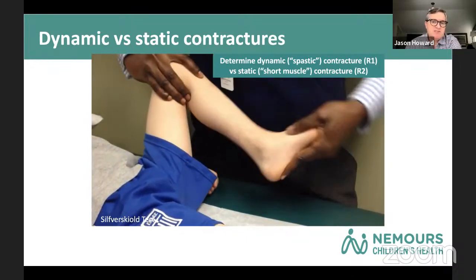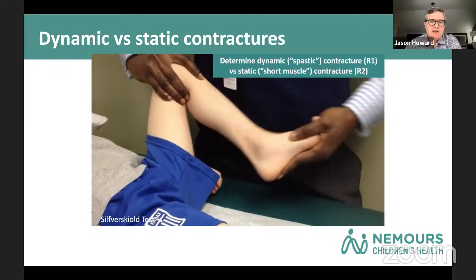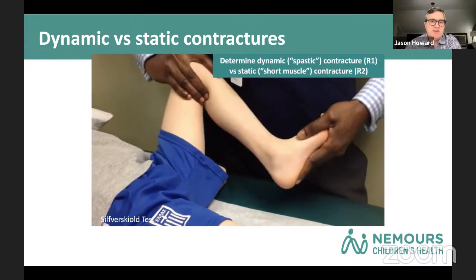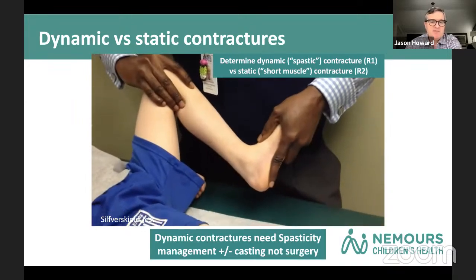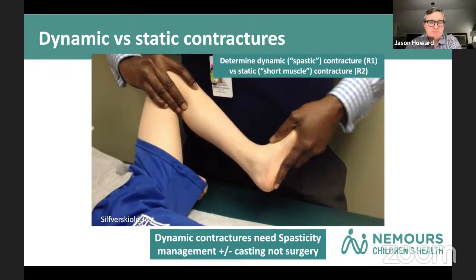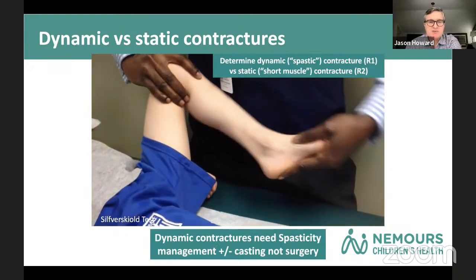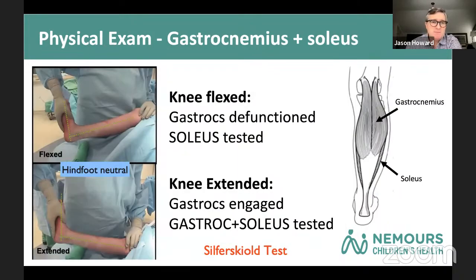But the soleus, which he's testing right now, is not short, but it does have spasticity. So we need to differentiate between the dynamic and the static. Dynamic contractures need spasticity management, plus or minus casting, and not surgery. So that's why it's important to understand that.